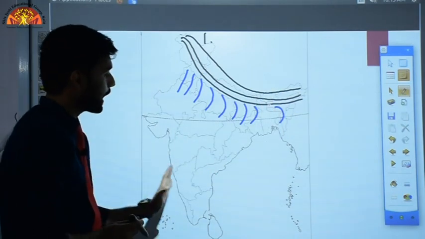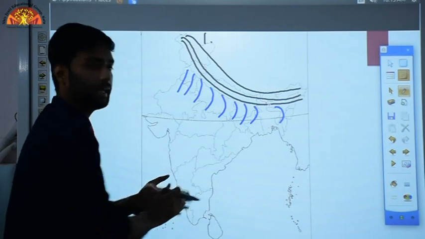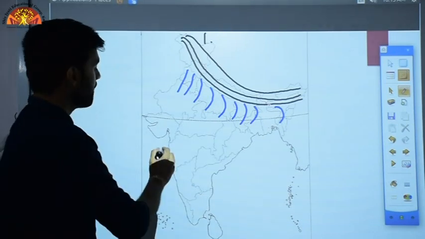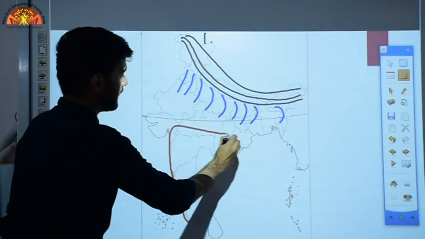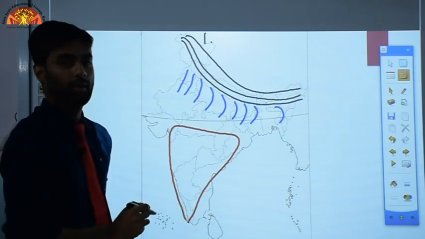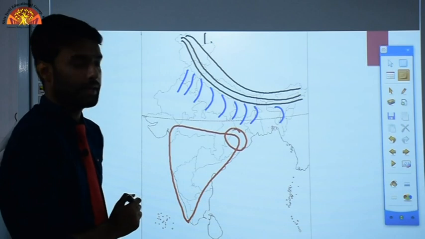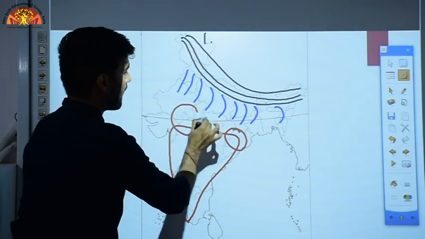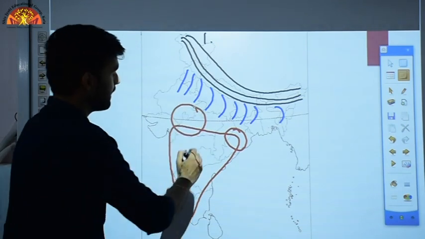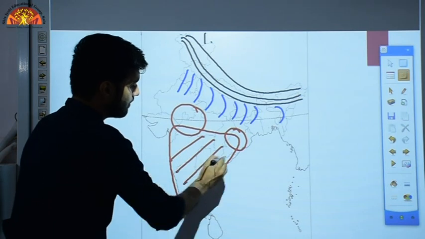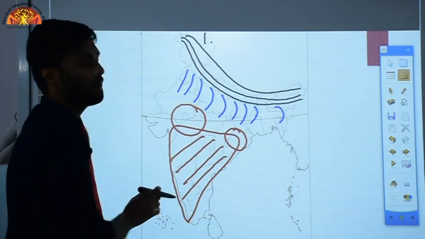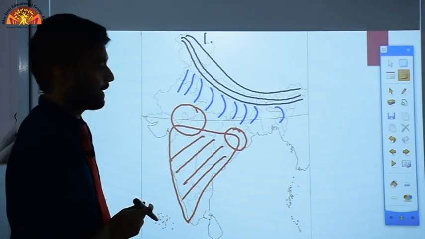Okay. Now, let's move on to the third point, which is the Peninsula Plateau. Students, you see this triangular area which is jutting out into the Indian Ocean. This is our Peninsula Plateau, the triangle area. Okay, the area here is called Chota Nagpur Plateau. This here is the Malwa Plateau, right? And this here is our Deccan Plateau. Together these 3 make the Peninsula Plateau.